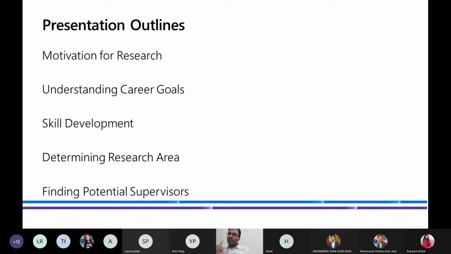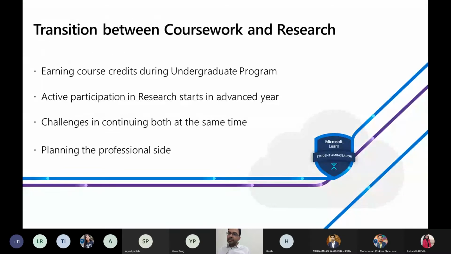I mean the one and only supervisor, right? This is the most dreadful thing, but again, he or she is the only person who can change your life. So that's something that I would like to focus on during this presentation. This is a very important thing that we need to understand: how to make the transition between coursework and research. As an undergrad program, like I said, you will have many courses.